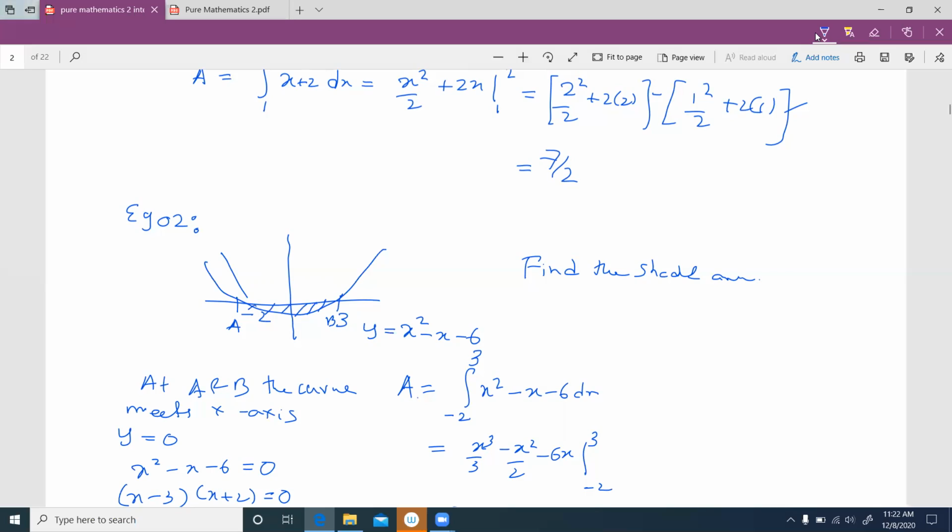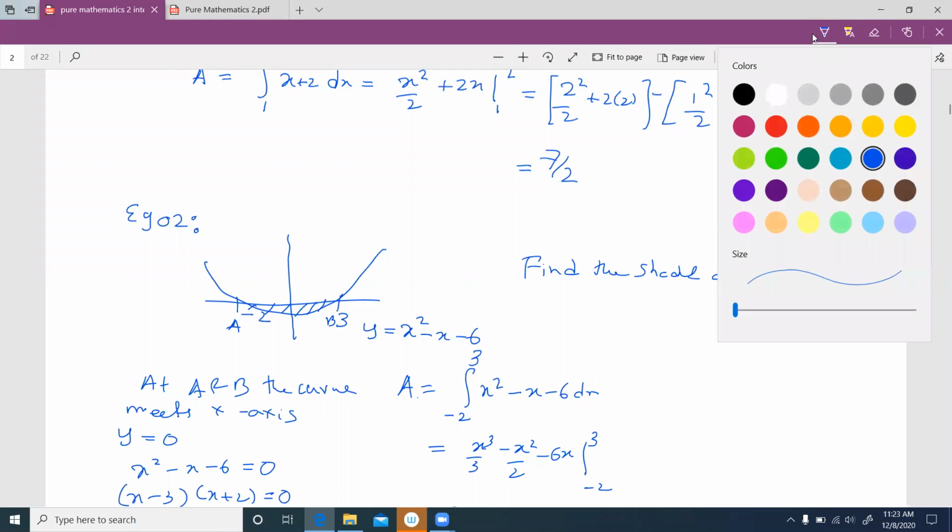So when you do this integration, there is one more fact we can understand. That is, if the graph goes underneath the x-axis, that area obviously becomes negative. That's a fact we can understand.